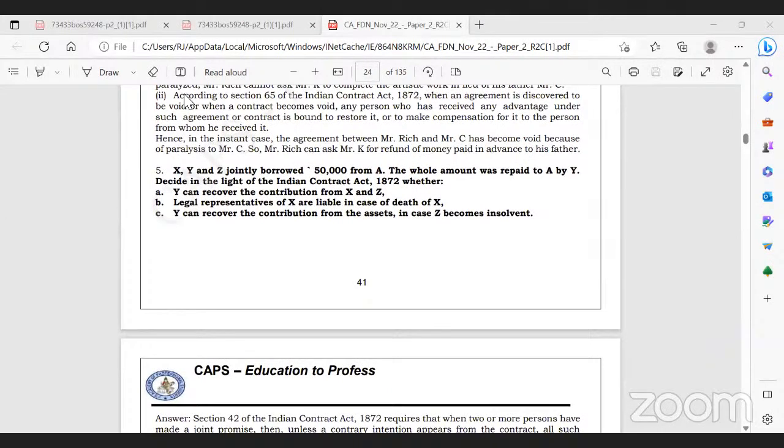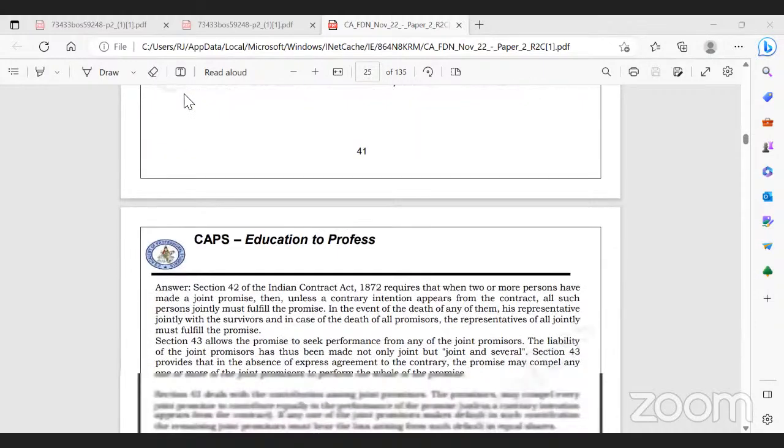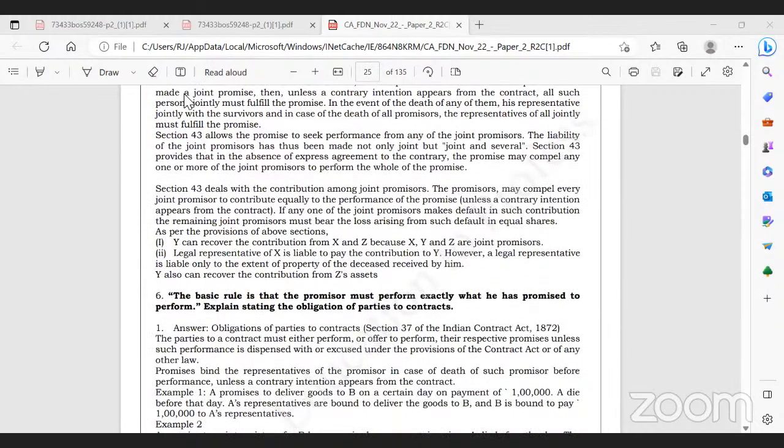X, Y, and Z jointly borrowed 50,000. Okay, leave the same thing. Is it the same type of question? One died, one became insolvent. Yes. Okay, leave that. That we have discussed, right? So should I read the next question, sir? Please read the next question.